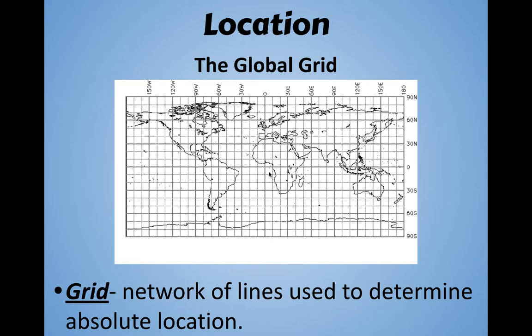We know anything above the x-axis is positive, and anything below is negative. But in geography, anything above is degrees north and anything below is degrees south. With the prime meridian, or the y-axis, instead of saying positive we say degrees east, and instead of saying negative we say degrees west, because we're working in direction. But this is basically how it works, and that's the easiest way to determine absolute location.